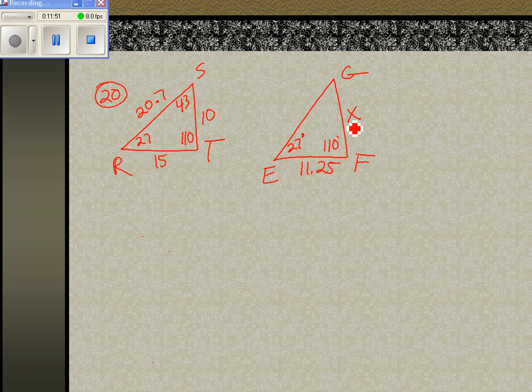Everything. We want to find GF, and we want to find EG.